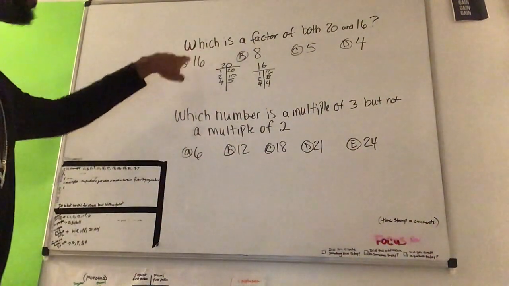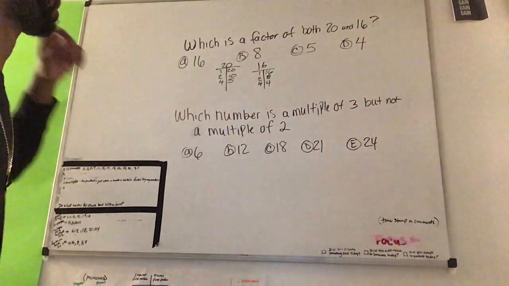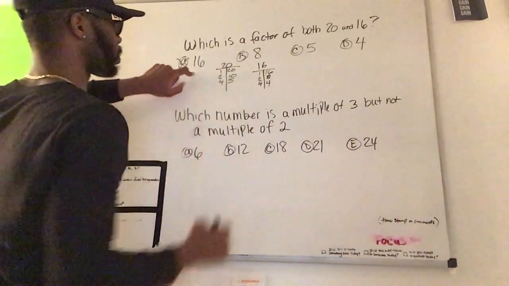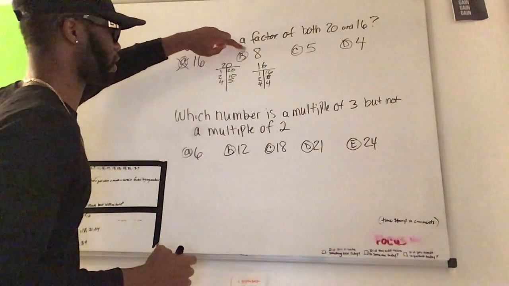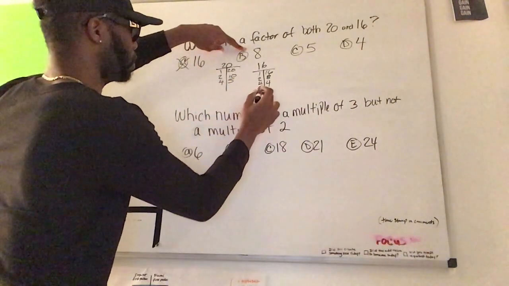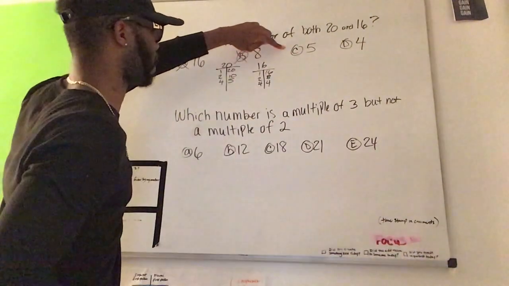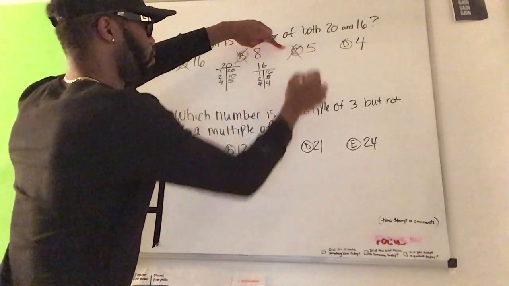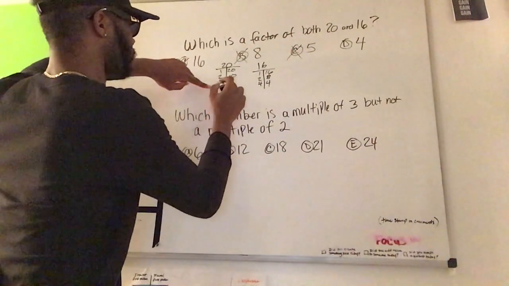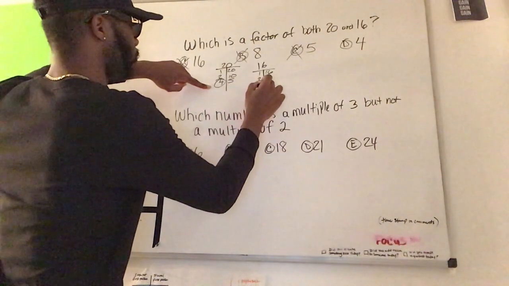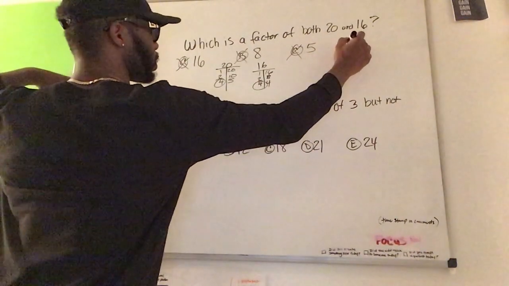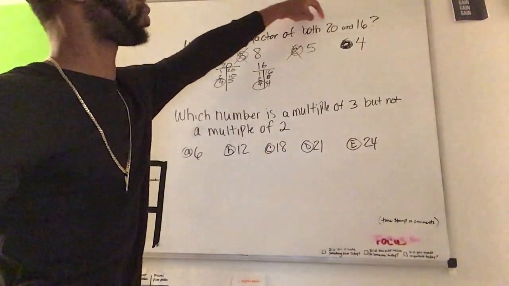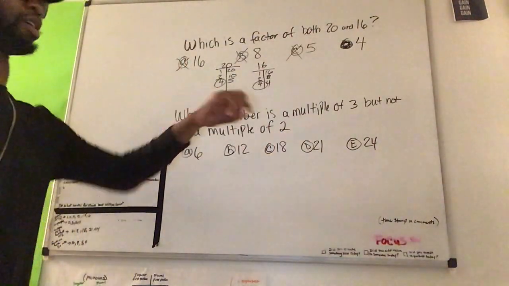I want to know which one of these are on both of these charts. Is there a 16 on both? Nope, there's only a 16 on one. Is there an 8 on both? Nope, there's only an 8 on one of them. Is there a 5 on both? Nope, there's a 5 only on one of them. Is there a 4 on both? Yes, there's a 4 on the 20 chart and a 4 on the 16 chart. So my answer would be D, which is a factor that both 20 and 16 share. The factor that they share is 4.